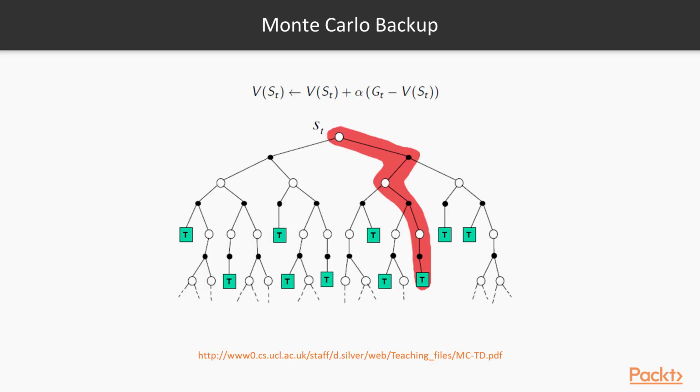The backup diagram shows how Monte Carlo updates from the current state S_t until the termination node, indicated by capital T, is reached. We'll see how to put Monte Carlo into code, first by reviewing some pseudocode and then by going over a code example in the upcoming slides.